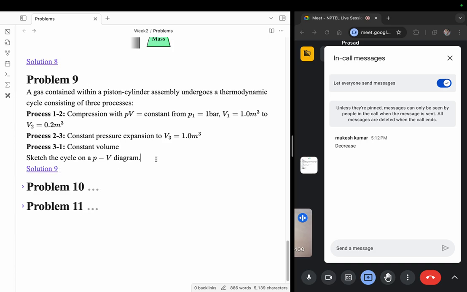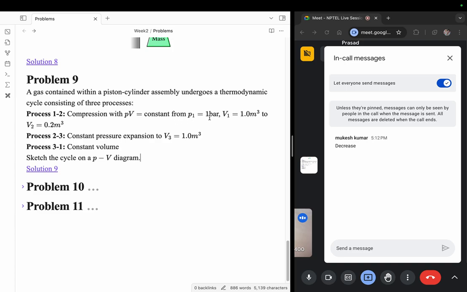This is a very straightforward problem. It's just kind of an ice-breaking one, so you can quickly solve it and tell me the answers. So there are 3 processes and then there is a cycle that is happening. The first process is PV equal to constant, which is your isothermal process. The second one is a constant pressure one, and the third one is a constant volume process. Whether this process is feasible or not, these are the questions that we'll address in upcoming sessions, not now. For now, it's about using these equations and calculating the properties. That's it.